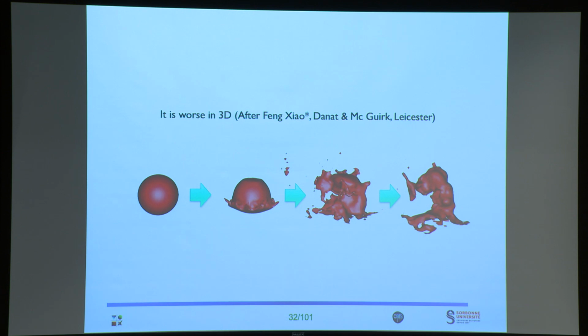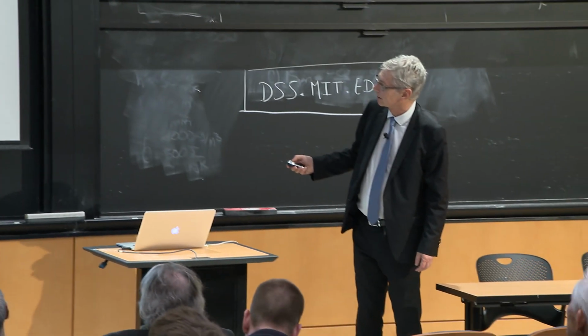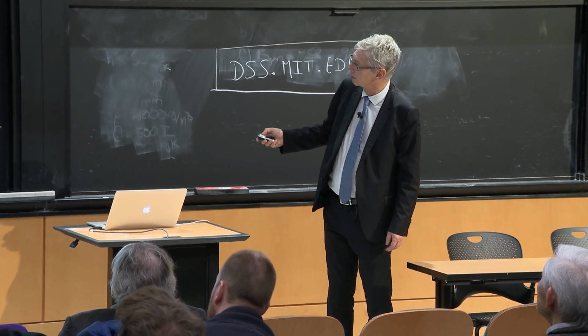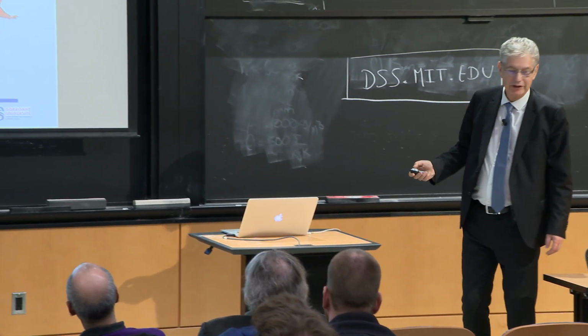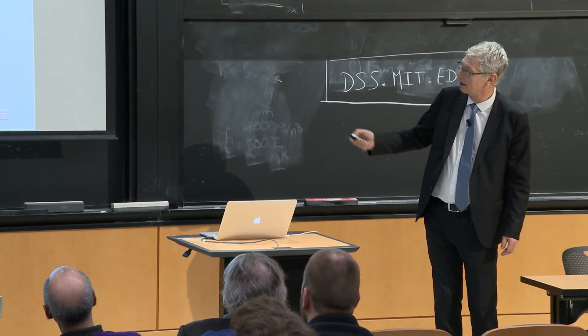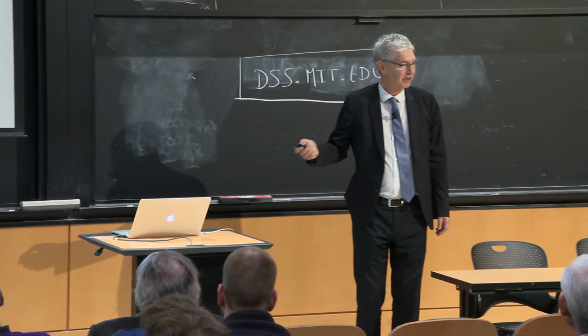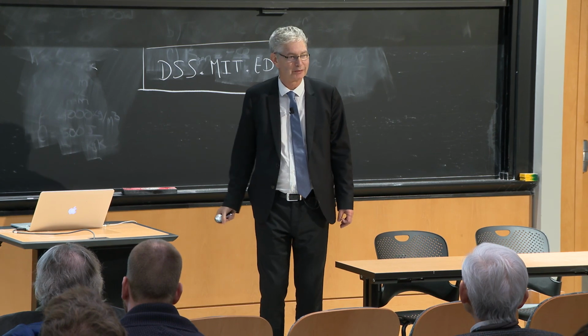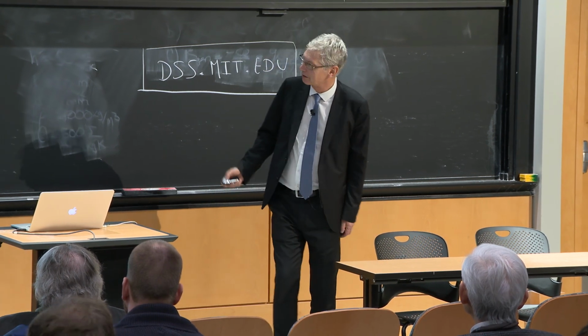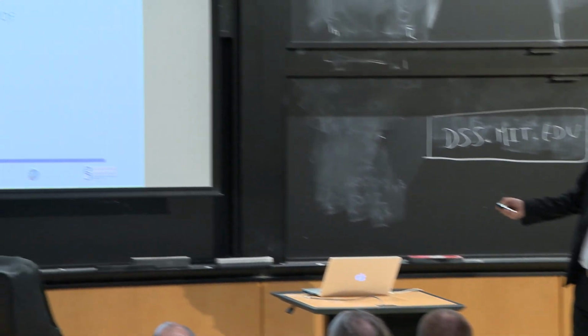This is really embarrassing. A question that people don't ask me frequently enough: how do you know what you are seeing is not just spurious numerics? The people who did that were Feng Xiao, Daniel, and Mark Gwerk. Which is fun because there are two people called Feng Xiao. There's the student who did that, and there is a professor in Japan who is also an expert on the volume of fluid method. So I call him Young Feng Xiao.